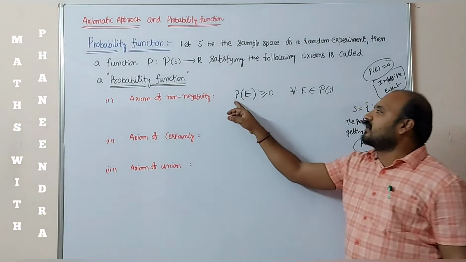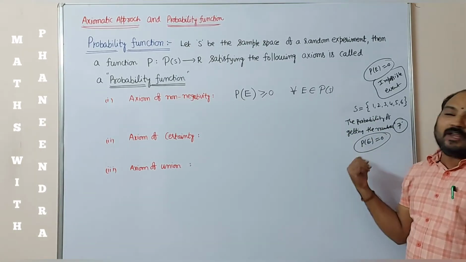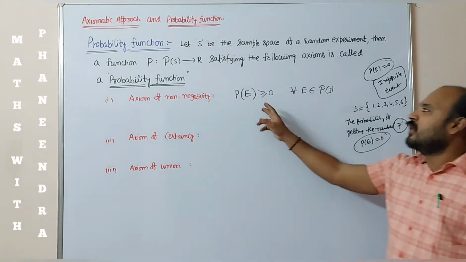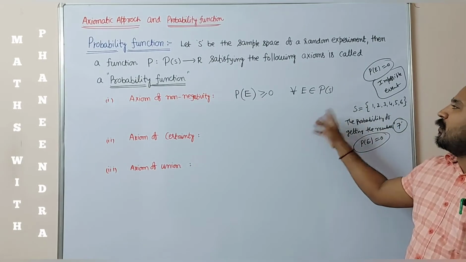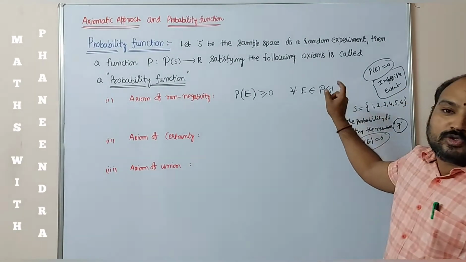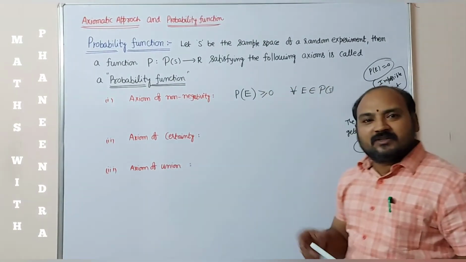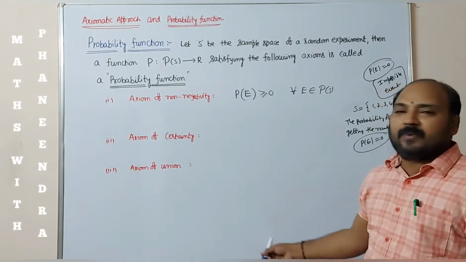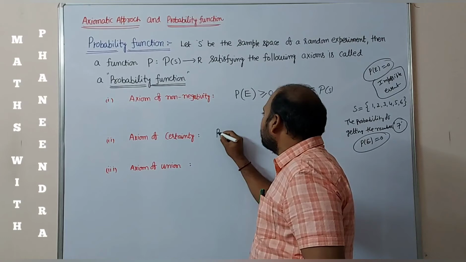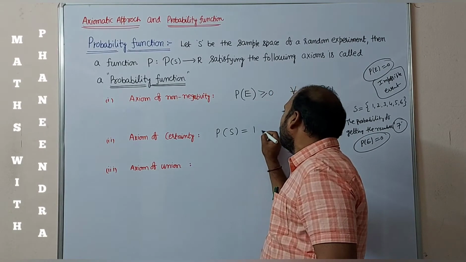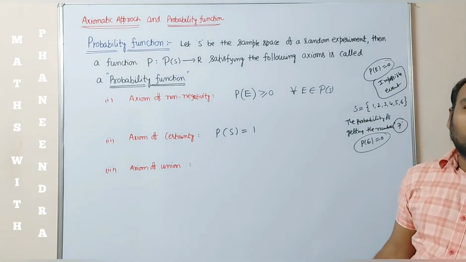I wanted to explain what happens for P of E equal to 0. In non-negativity, negative values are not there; any probability is always greater than or equal to 0. E should belong to the sample space, as an event. Now come to the axiom of certainty, which I discussed in the previous concepts. The axiom of certainty means the probability of the sample space is always equal to 1.